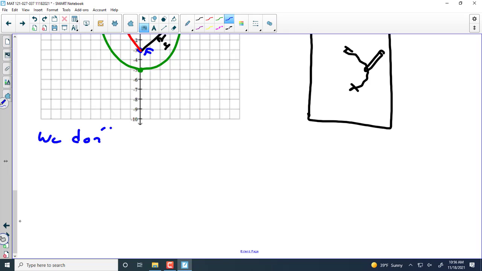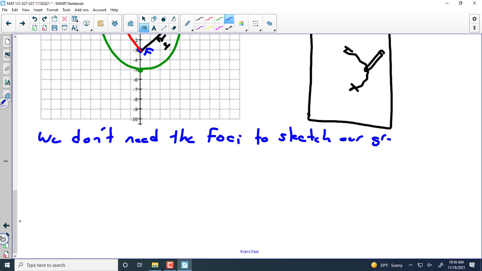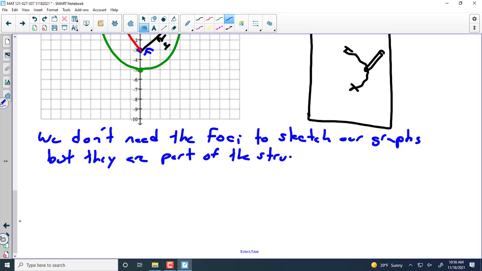Now, let me be very clear. We don't need the foci to sketch our graphs, but they are part of the structure, so we need to understand them.